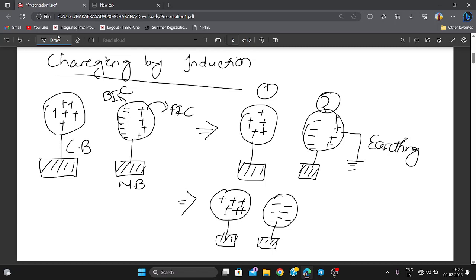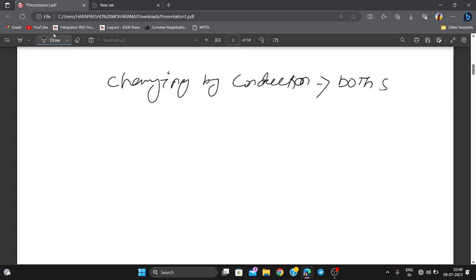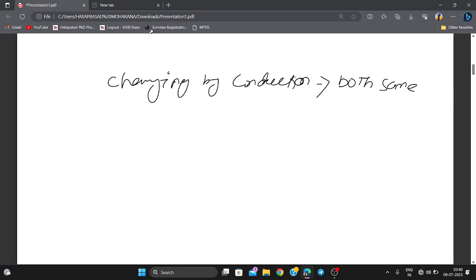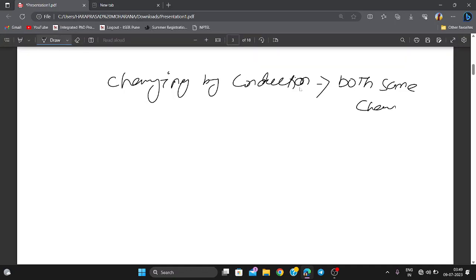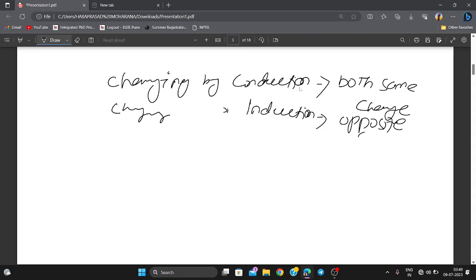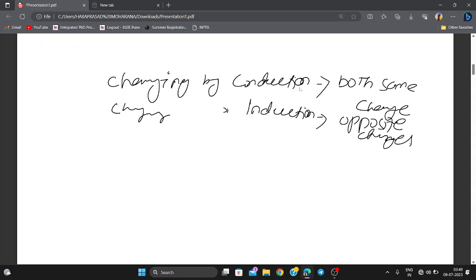You have to conclude one point from this. As you can see, in charging by conduction, both have the same charge, but in charging by induction, we found opposite charges. Okay, this is the conclusion from types of charging.